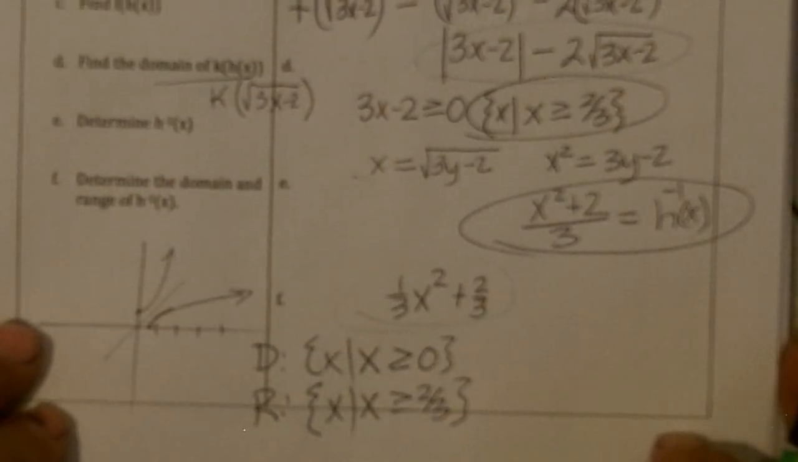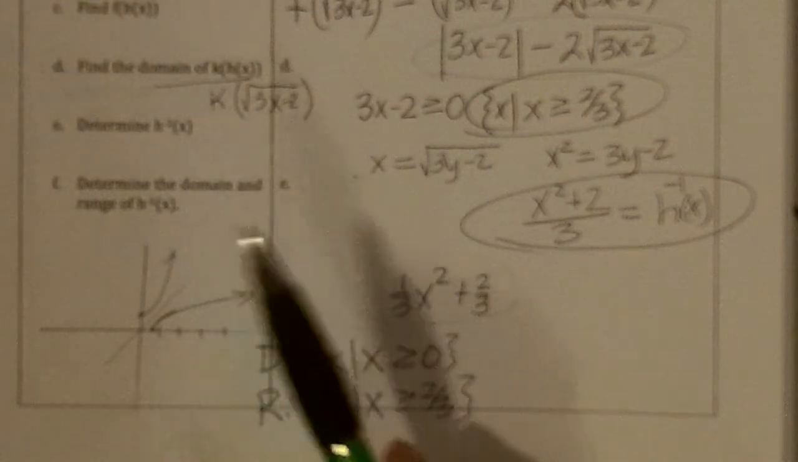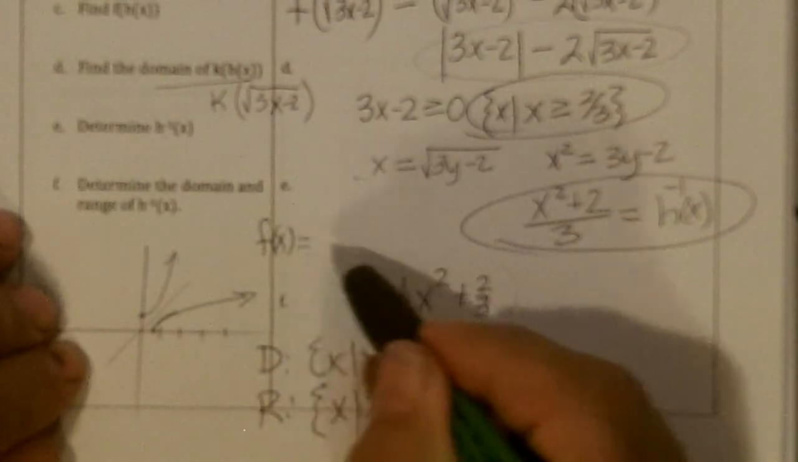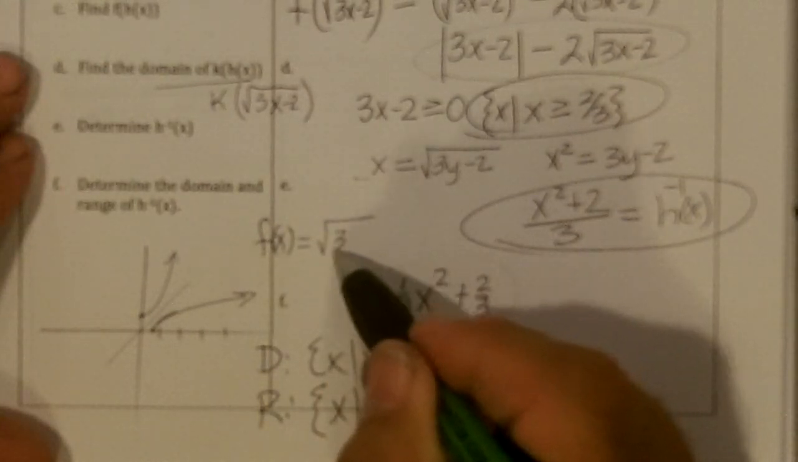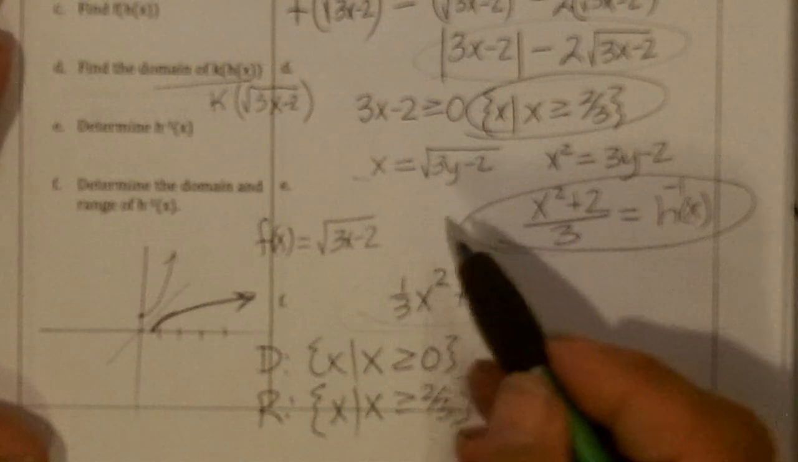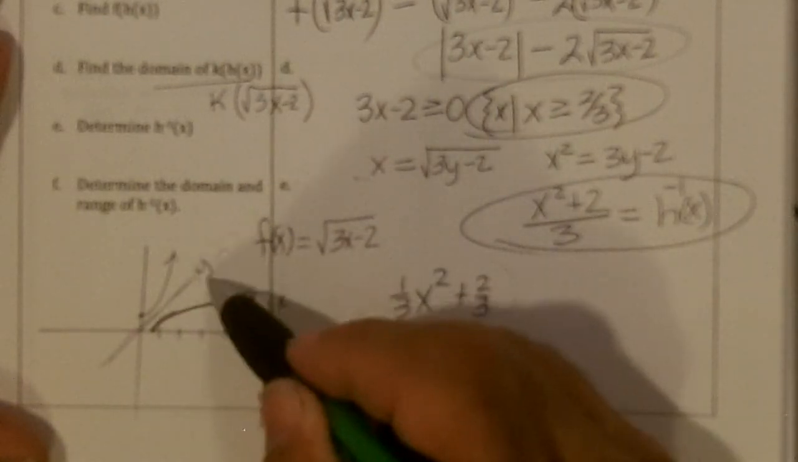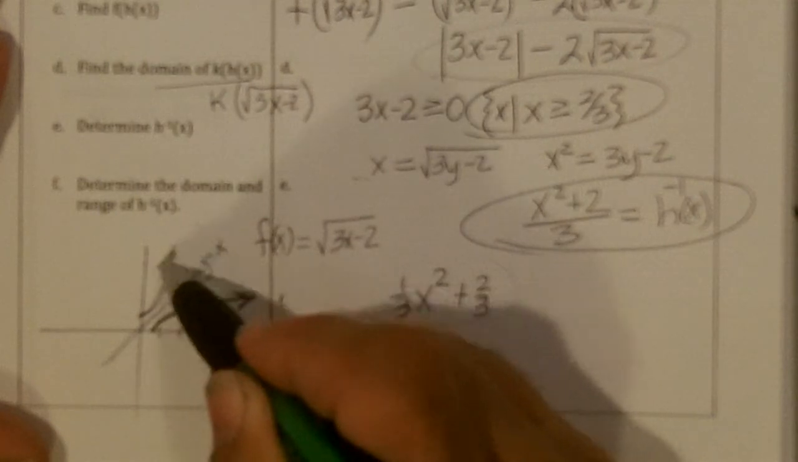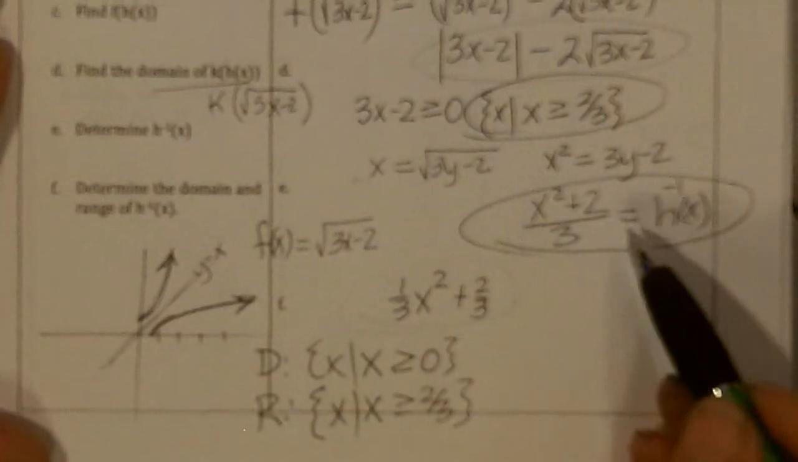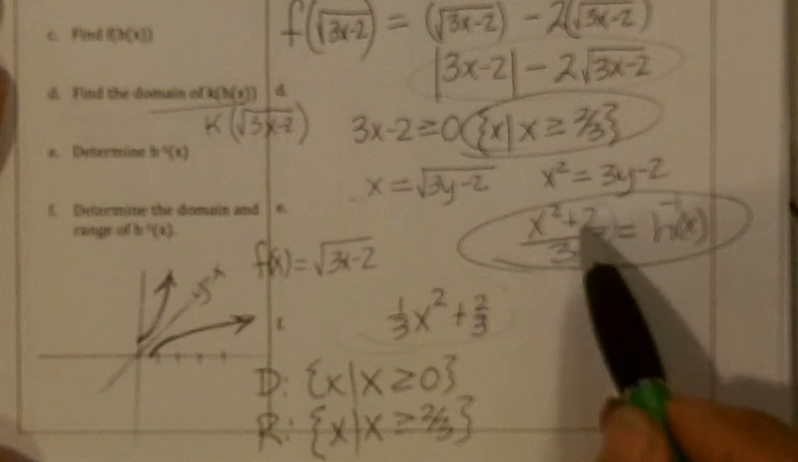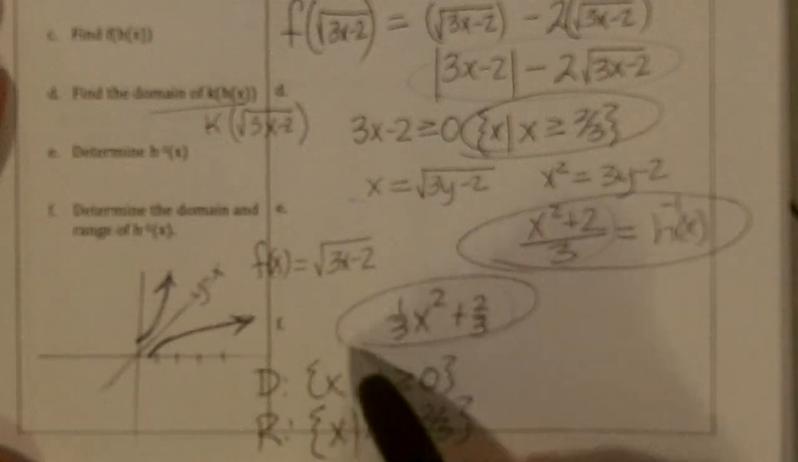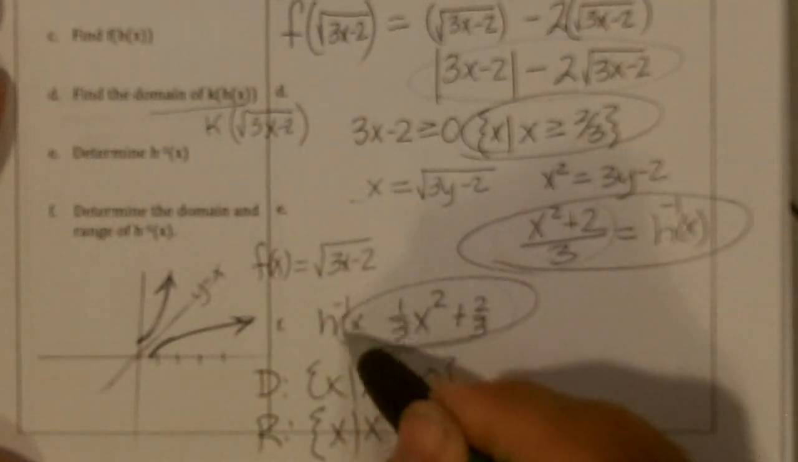Oops, I didn't show all that there. Let's do that again here. So if you graph f, which was the square root of 3x minus 2, it looks like this, and you can do it on your calculator if you want. So the inverse, which is a reflection over y equals x, looks like this. This is half a parabola, this is half a parabola, this is a sideways parabola. So if you look at the original inverse, this is 1/3 of x squared plus 2/3. So this is the h inverse of x.